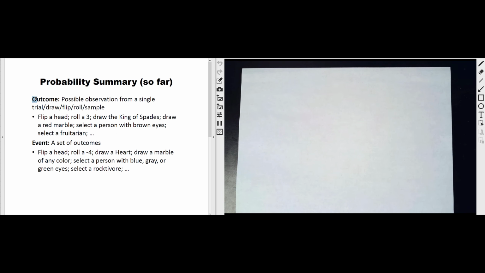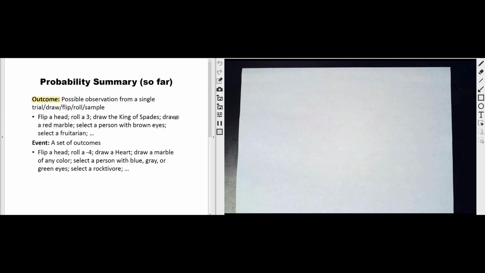Okay, so first of all, we have this idea of an outcome. An outcome is a specific observation or a specific possibility when you run a trial, draw a card, flip a coin, roll a die, pick a sample from some population. So it is some single possible observation. For example, we might flip a coin and get a head. That's one outcome. We might roll a die and get a 3. That's one possible outcome. We might draw a card from a deck of cards and get the king of spades. So that's a possible outcome.